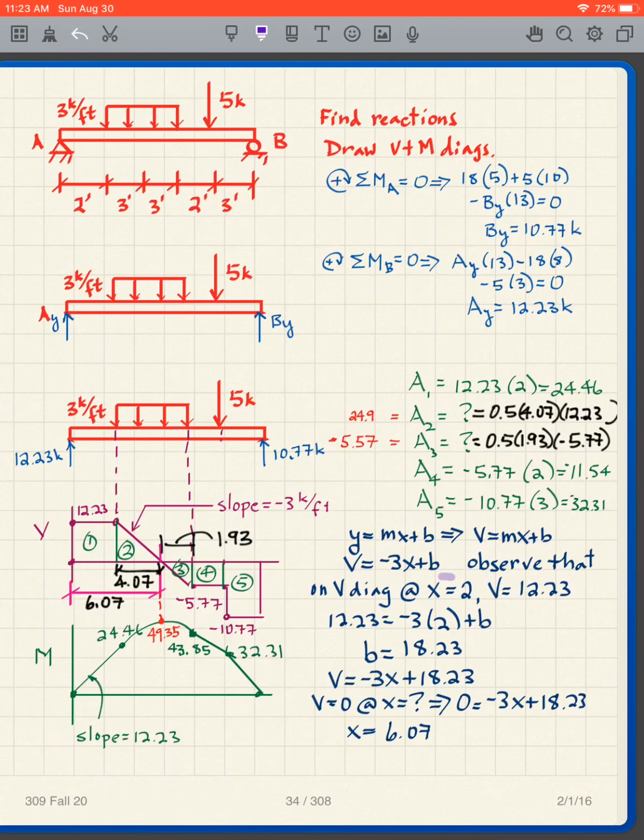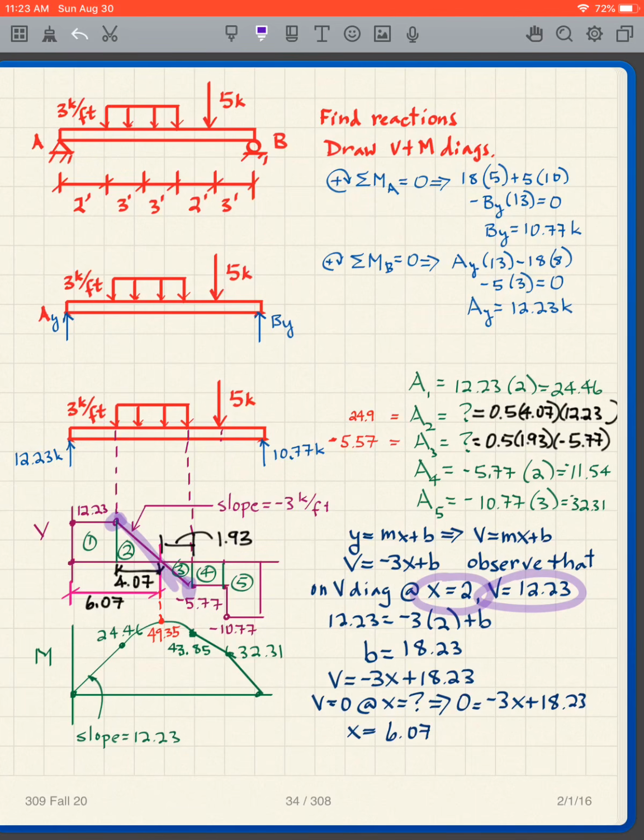I observe that at x equals 2, v is equal to 12.23. I could use this point, which is at x equals 8, v is equal to negative 5.77. I could use either one of those points, but I have to choose a point on this line.